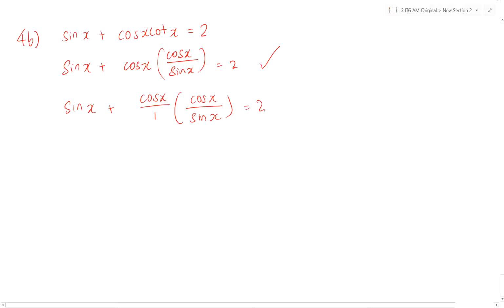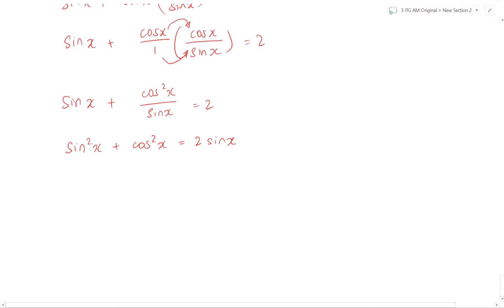Agreeable? Then numerator times numerator, denominator times denominator, right? Correct? All agree so far? What shall I do with that denominator? Sine square x plus cosine square x equals 2 sine x. Can we do it from here? What do you think the next step is?